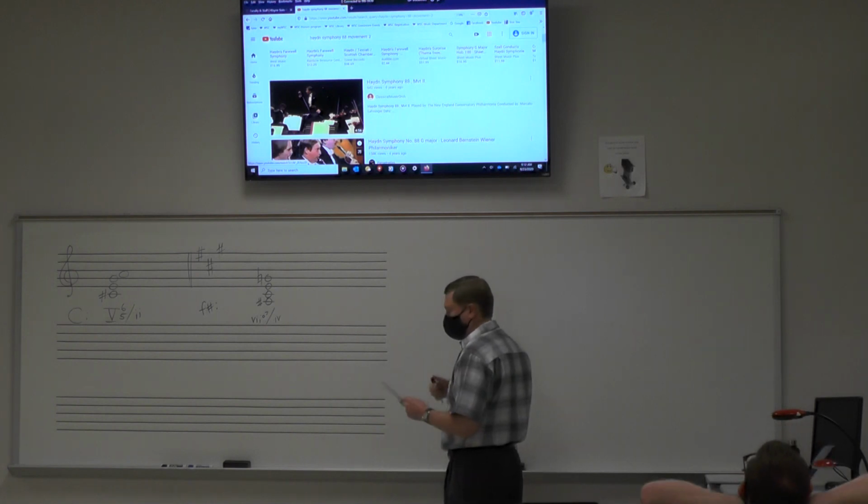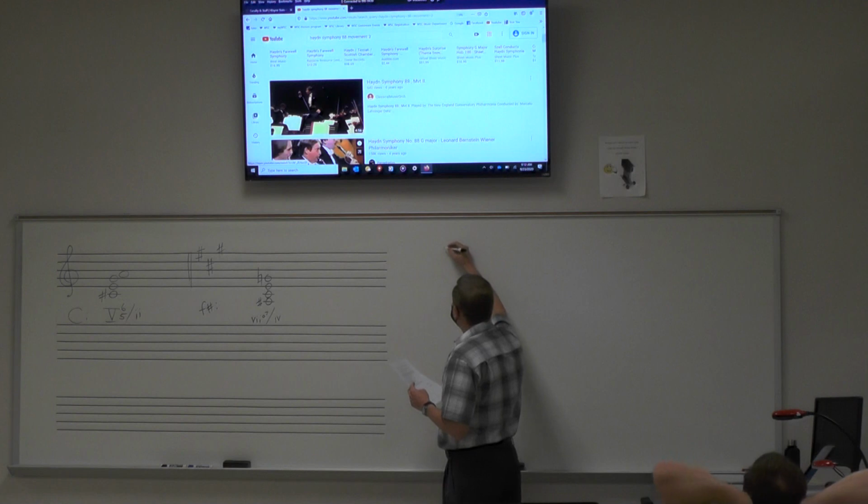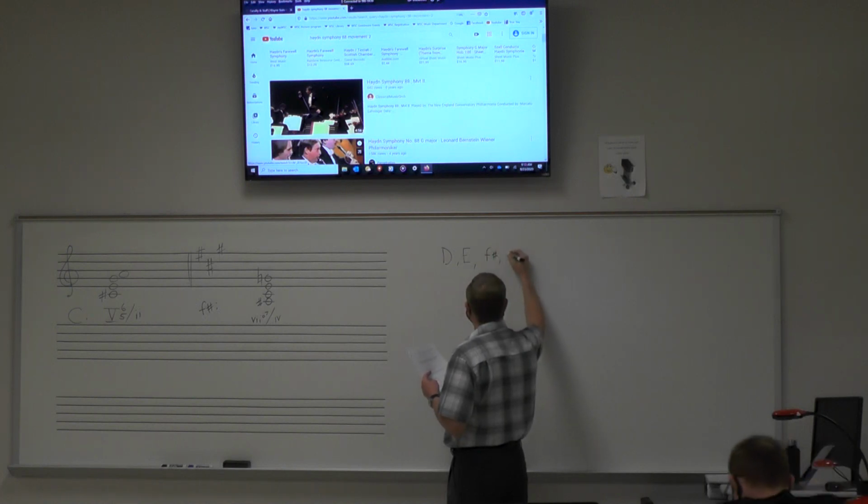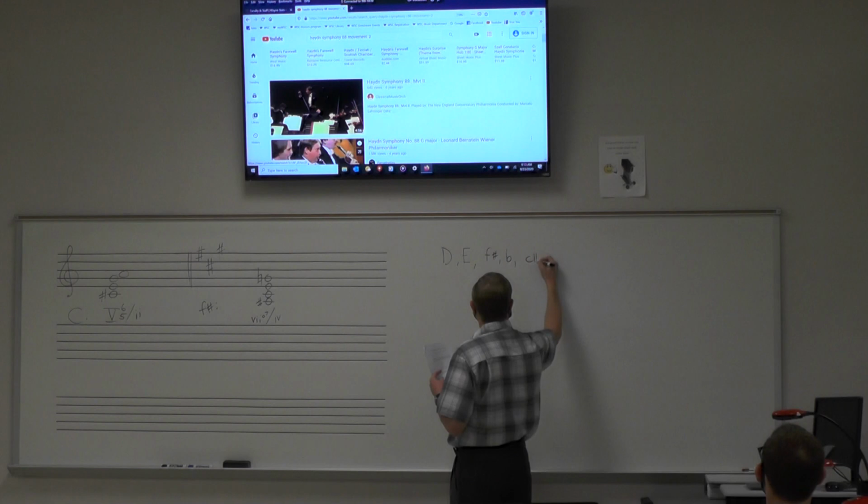The five closely related keys to A major, you could write them in any order, would be D major, E major, F sharp minor, D minor, and C sharp minor.